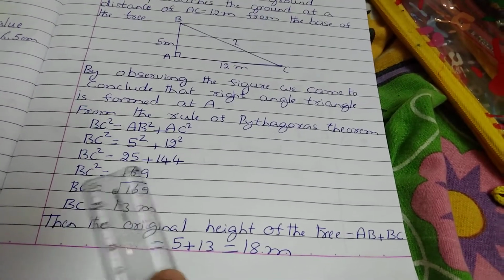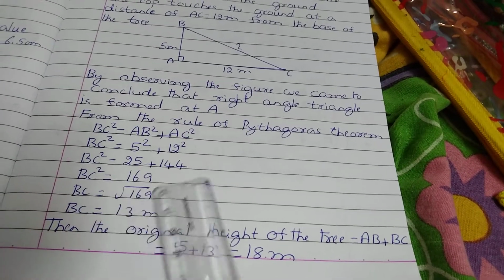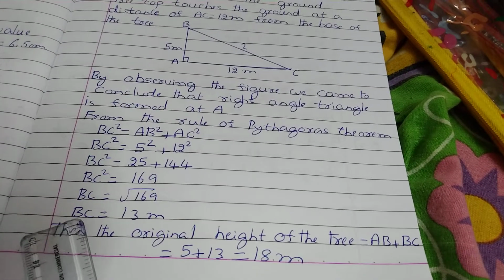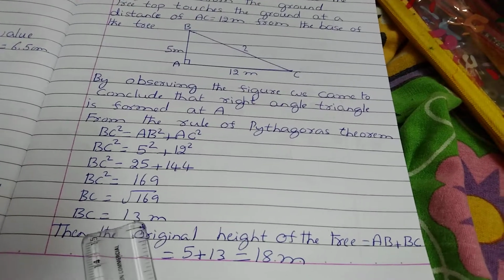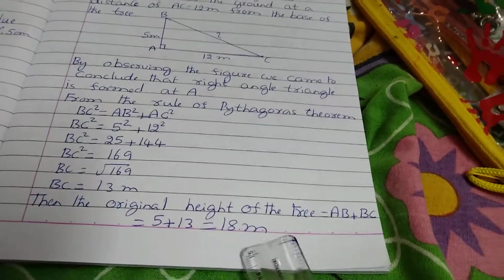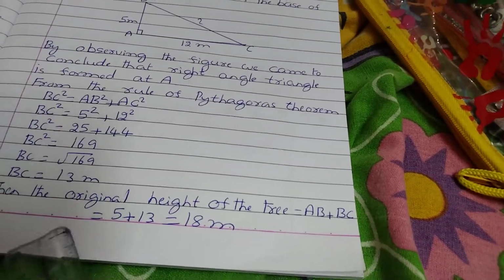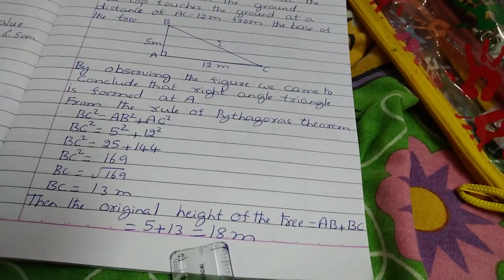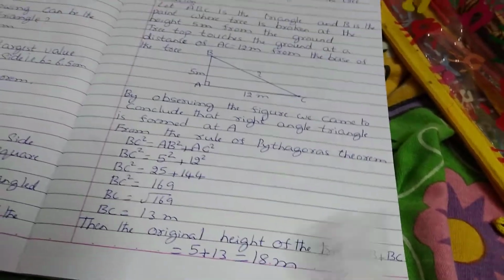So BC square is equal to, when we add 25 and 144, 169. The square root of 169 is equal to 13 meter. BC is equal to 13 meter. Then the original height of the tree is AB plus BC, which is 5 plus 13, equal to 18 meter.